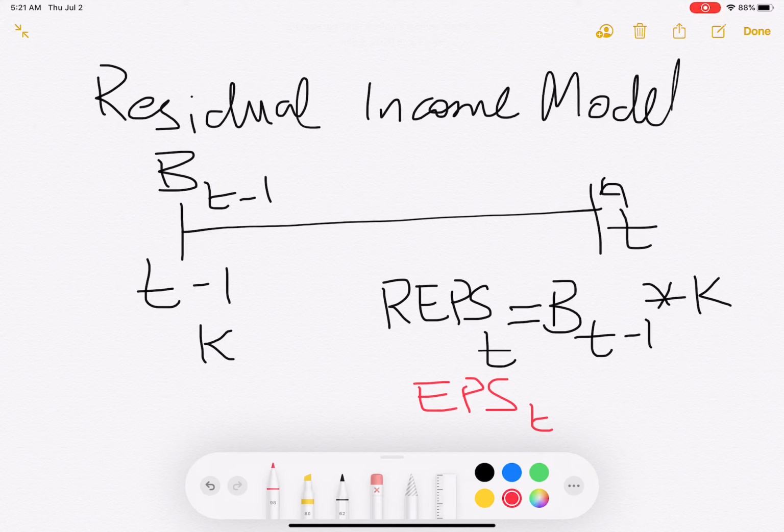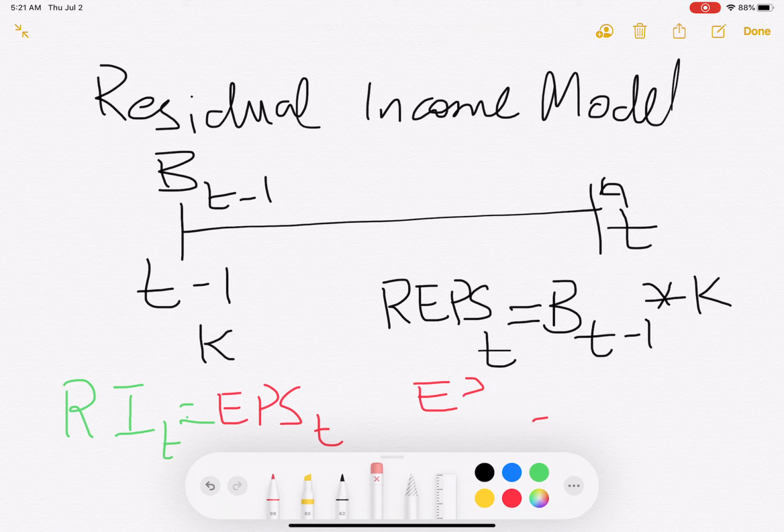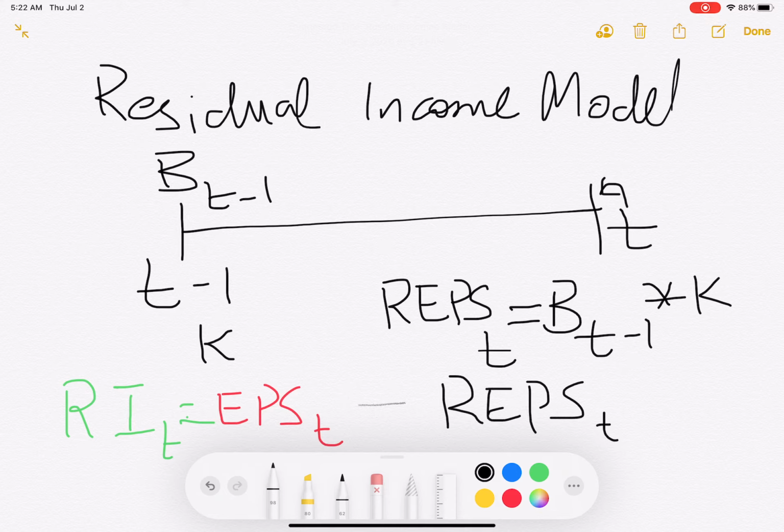So now the residual income during the time period T is actually the actual earnings per share minus the required earnings per share during time period T. And now if for all the subsequent years the investor is able to get the residual income, and then discount it at his required rate of return and add them to the current book value, he'll be able to find the price of the stock right now.